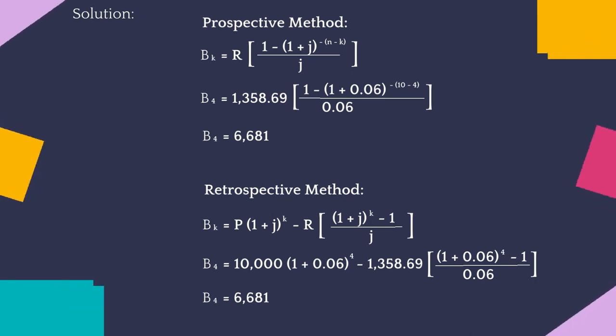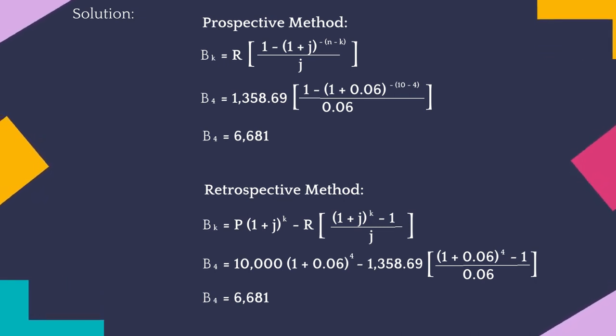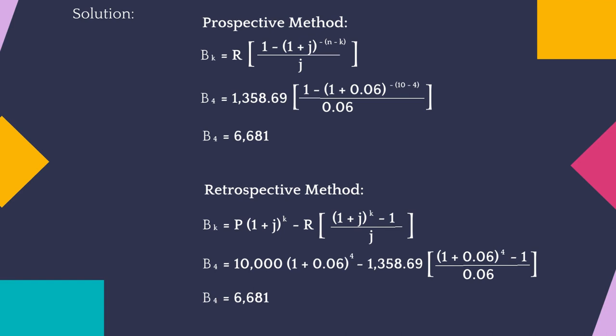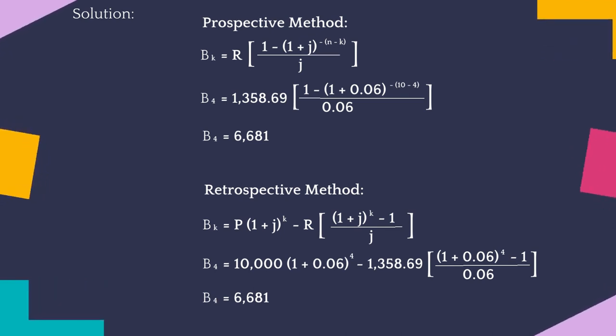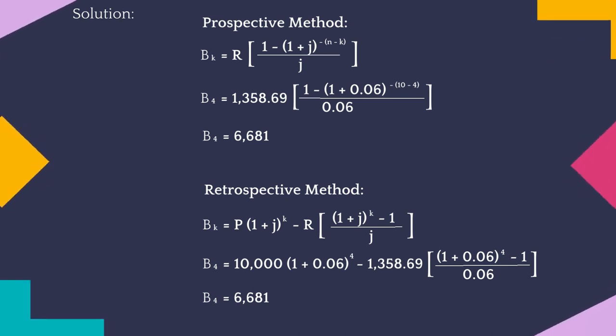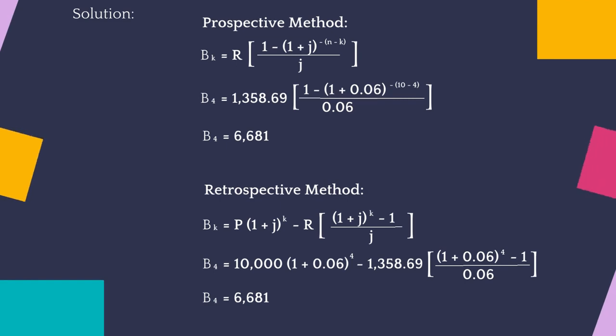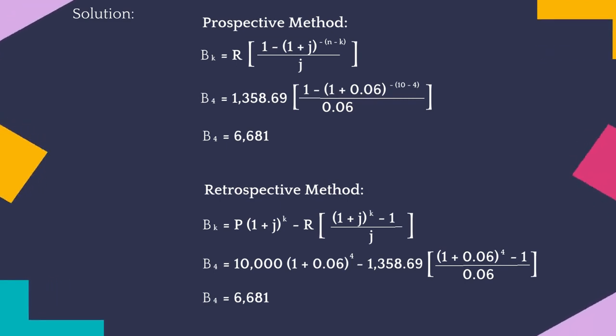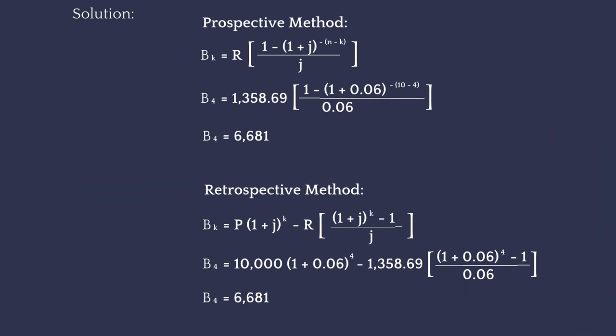So the answer is B4 equals $6,681.02. Therefore, the amount of the loan left right after the fourth loan payment is $6,681.02 using the retrospective method.